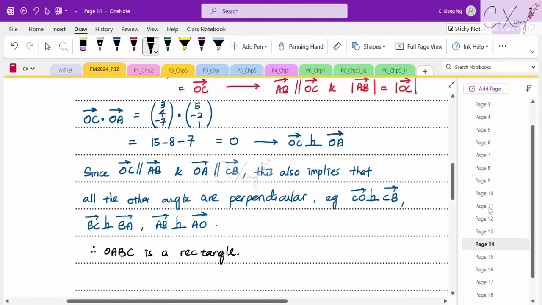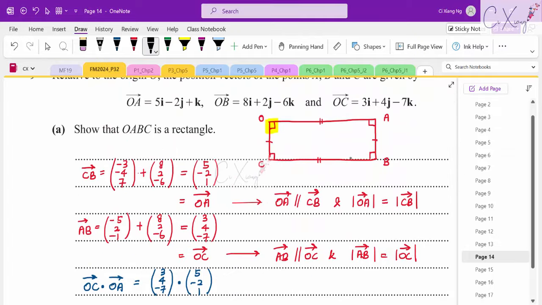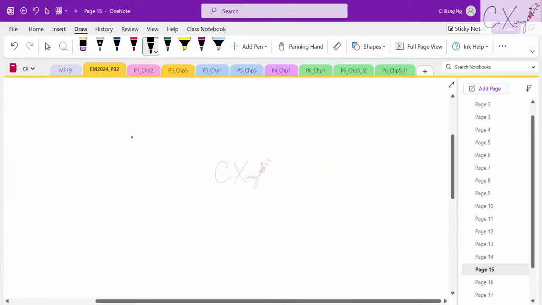Again, what I want to emphasize is that if you want to prove that this particular shape is a rectangle, the perpendicularity, the 90 degrees between the sides, should be included in your proof. Either you can show that the opposite sides are the same length, or some students might use the diagonals, which is also fine. But the 90 degrees is something we have to include in the solution. So this is how we solve part A. Let's continue to part B.